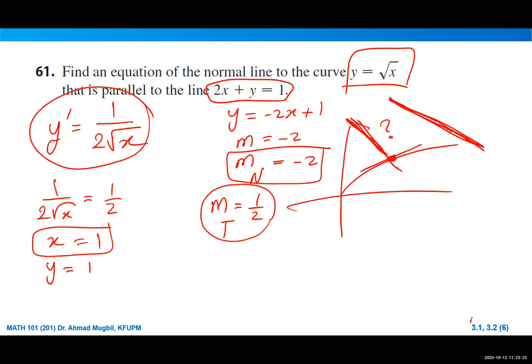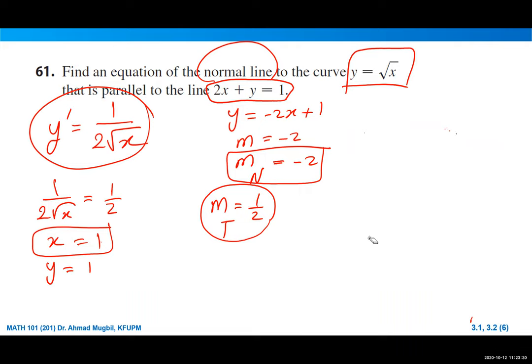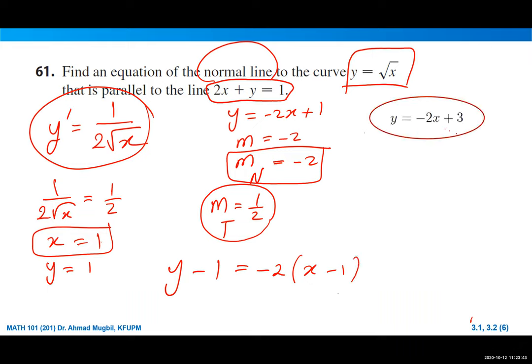What do I want? I want the equation of the normal. The equation of the normal will be what now? I think the final answer is here. The normal will be y minus 1 equals the slope of the normal, which is negative 2, times x minus 1. This is the equation that we are looking for. If you simplify it, you will get this.